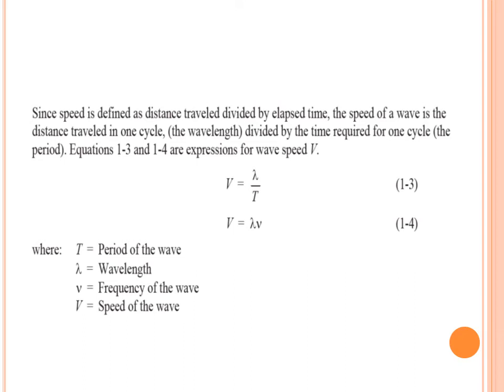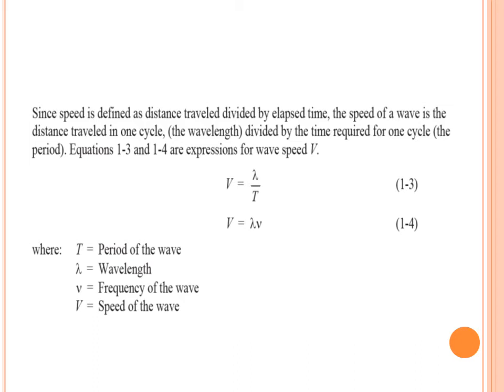So, working with more equations to define. Since speed is defined as the distance traveled divided by elapsed time, the speed of a wave is the distance traveled in one cycle, the wavelength, divided by the time required for one cycle, the period. So equations 1.3 and 1.4 are expressions for wave speed, which is v for velocity.